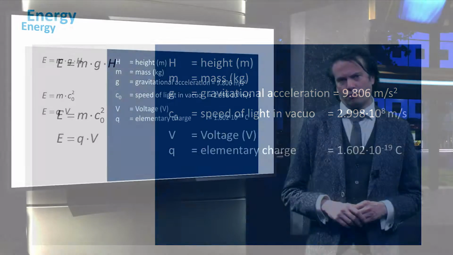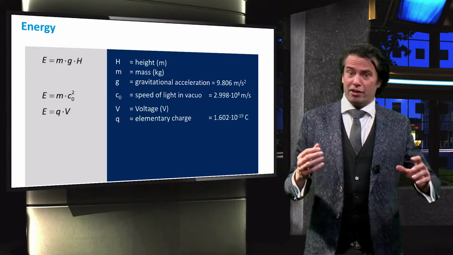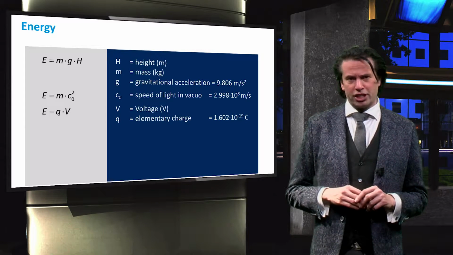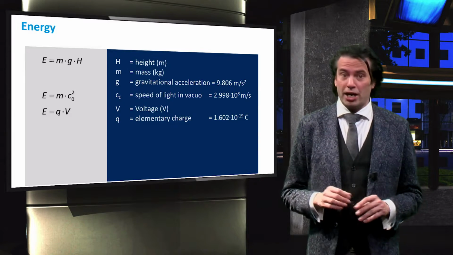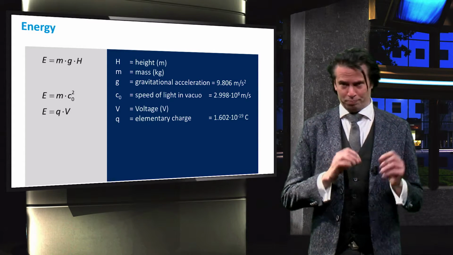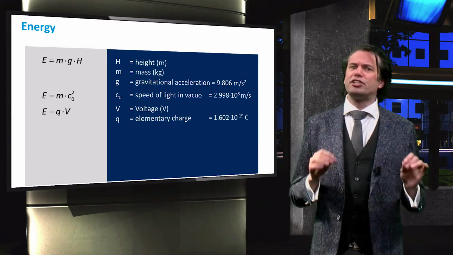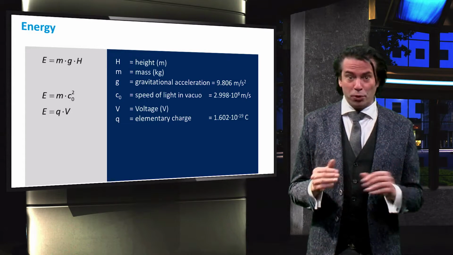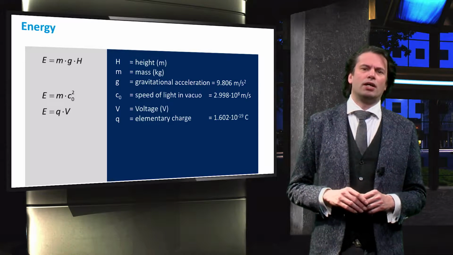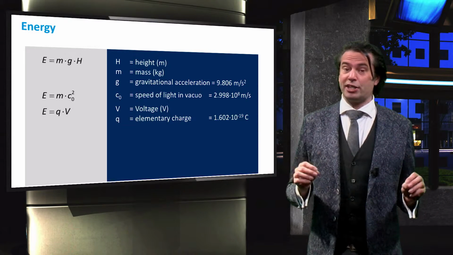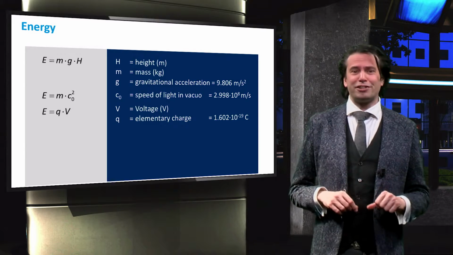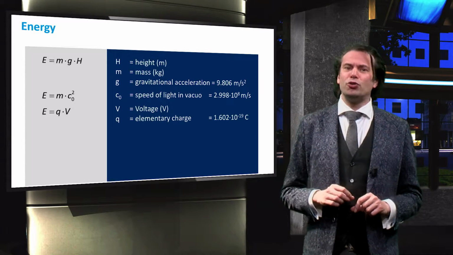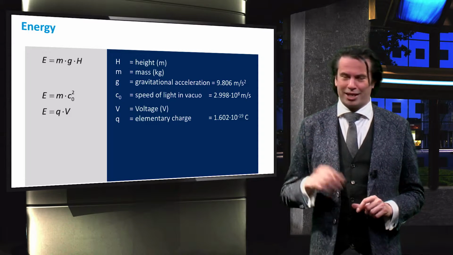According to Einstein's famous equation, energy and mass are also interchangeable through the speed of light in vacuo, denoted by c0. The energy contained in a voltage, which is a difference in electric potential, is related through the elementary charge, denoted by q. The elementary charge is the charge of a single proton or electron, which have similar charge but opposite signs. The elementary charge is expressed in Coulomb, after the French physicist Charles-Augustin de Coulomb, which is equal to an ampere times a second.